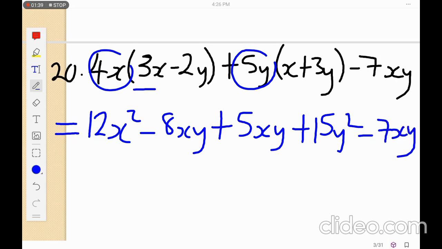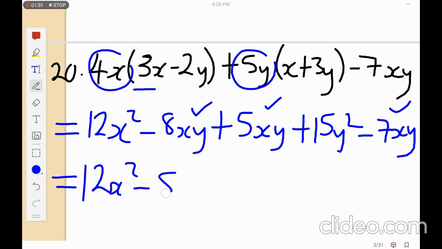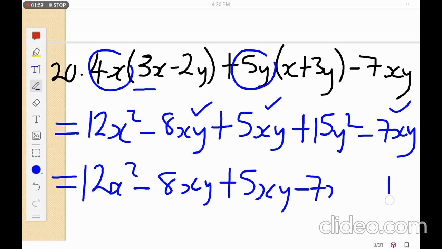Now I'm going to group like terms together. I'll have 12x squared on its own. Then I've got this one and this one and this one together. So I have got minus 8xy plus 5xy minus 7xy. Then I've got plus 15y squared. Like that. Let's simplify.